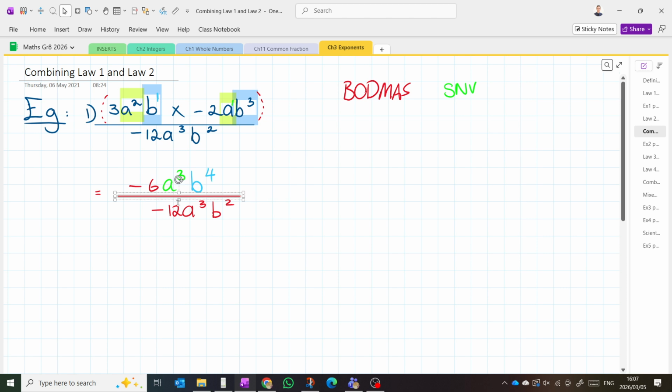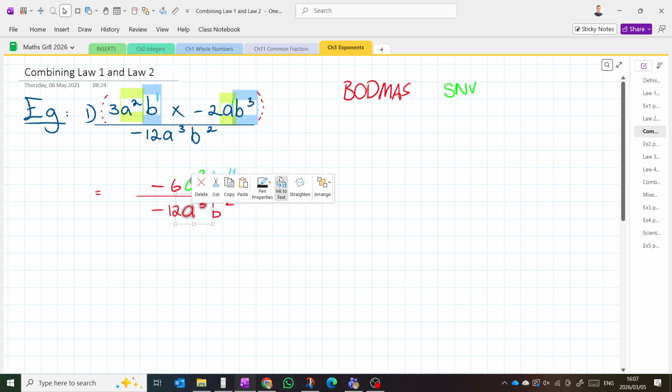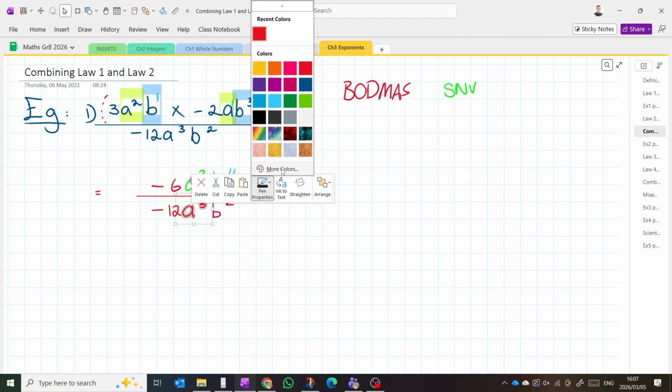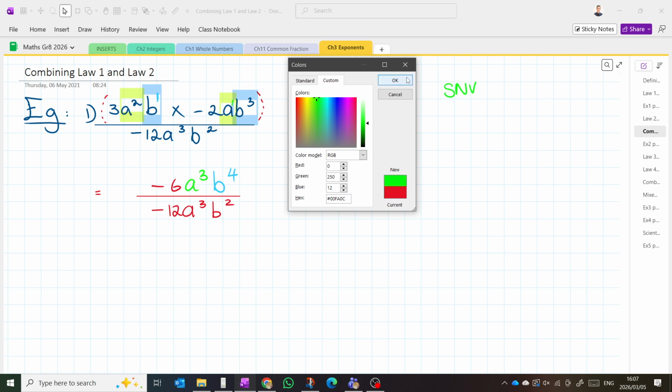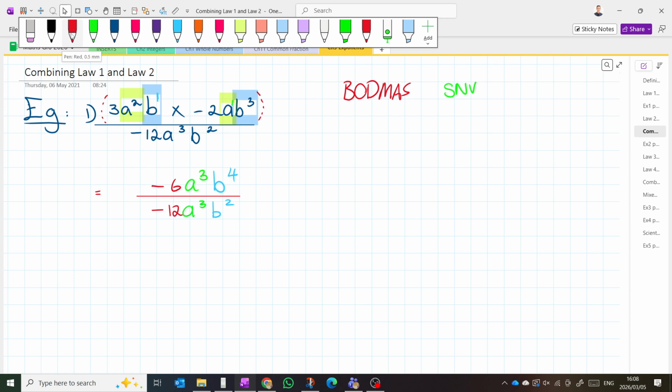Now at this point, we've got a singular term being divided by a singular term. Let me get them where they belong. Neaten it up a bit, and actually let me get the colors the same as well, just so that it looks the same. Let's get b there as well, so we know which ones we are working with. So now we can apply our second law and we can divide, again using SNV.